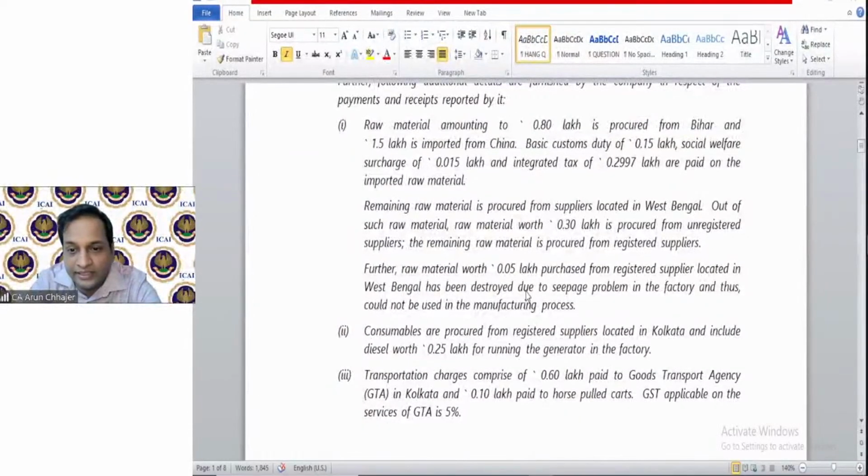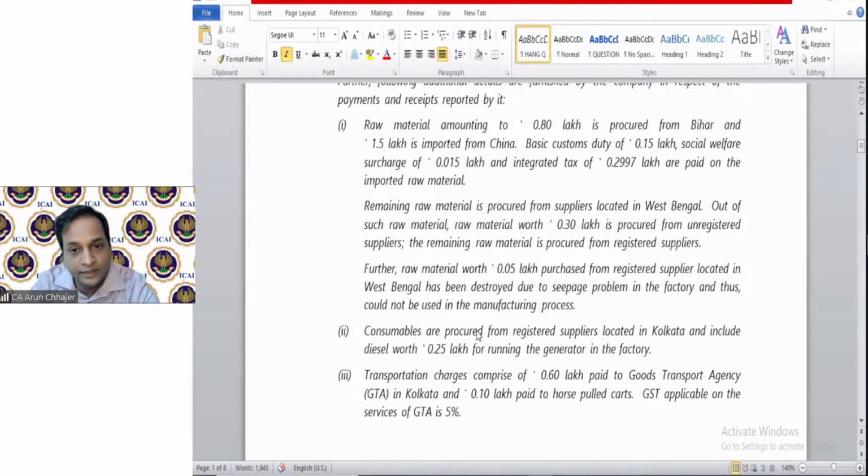Then further raw material worth rupees 0.05 lakh, purchased from a registered supplier located in West Bengal, has been destroyed due to a seepage problem in the factory and thus could not be used in the manufacturing process. So we have completed the raw material part.